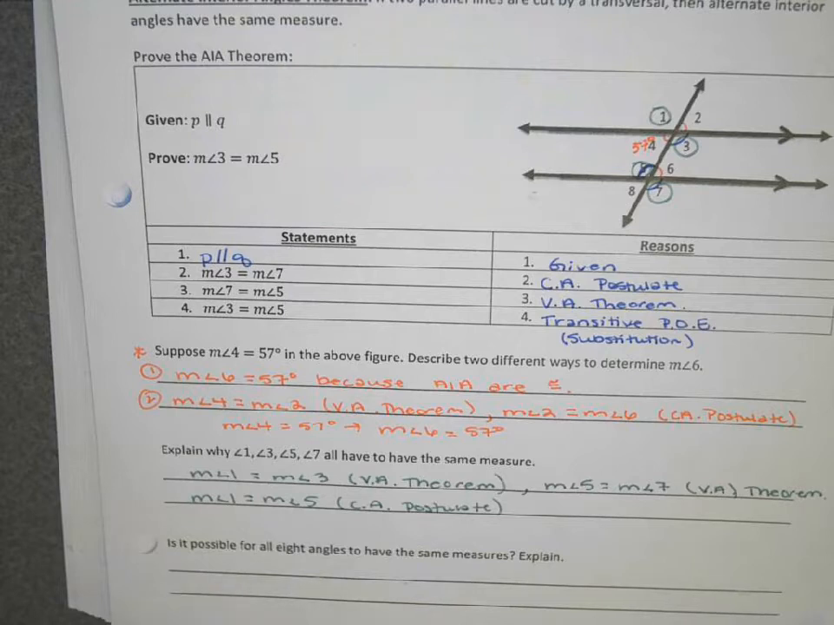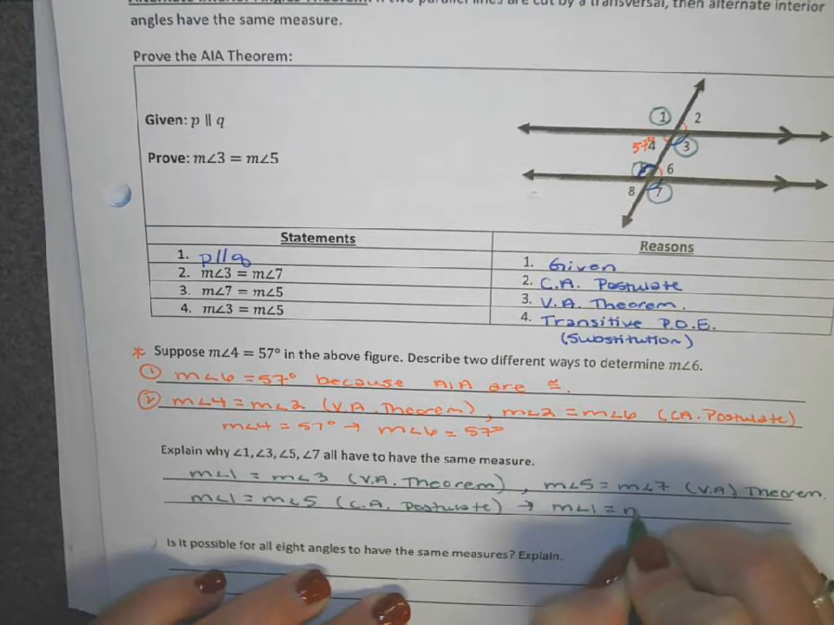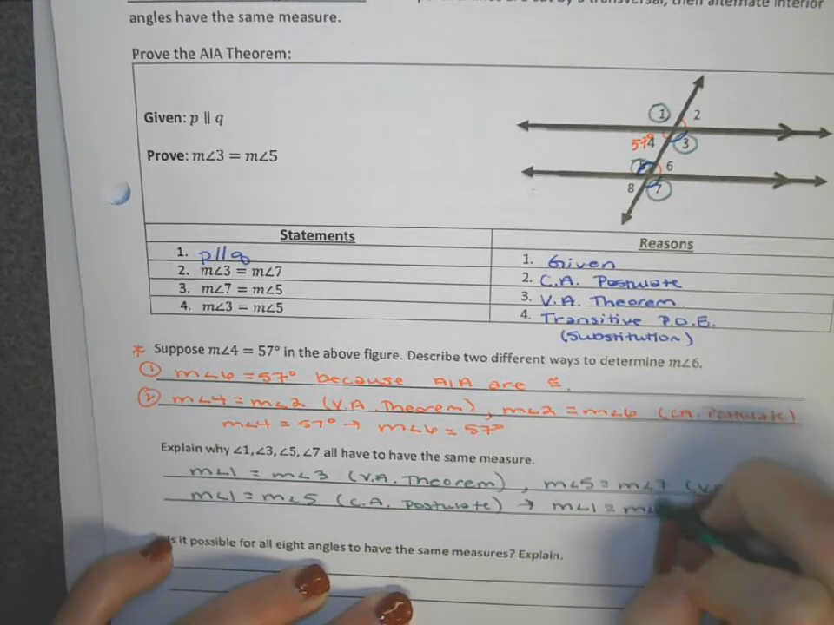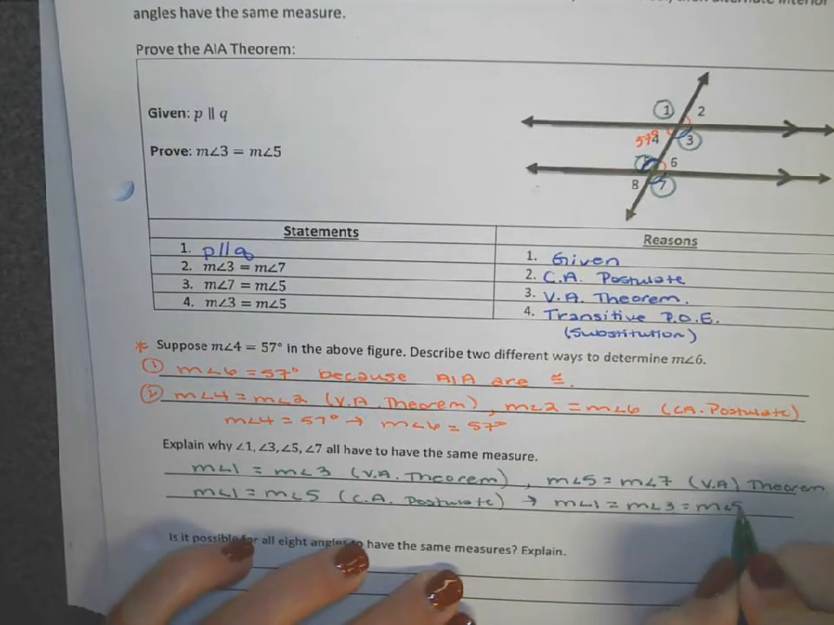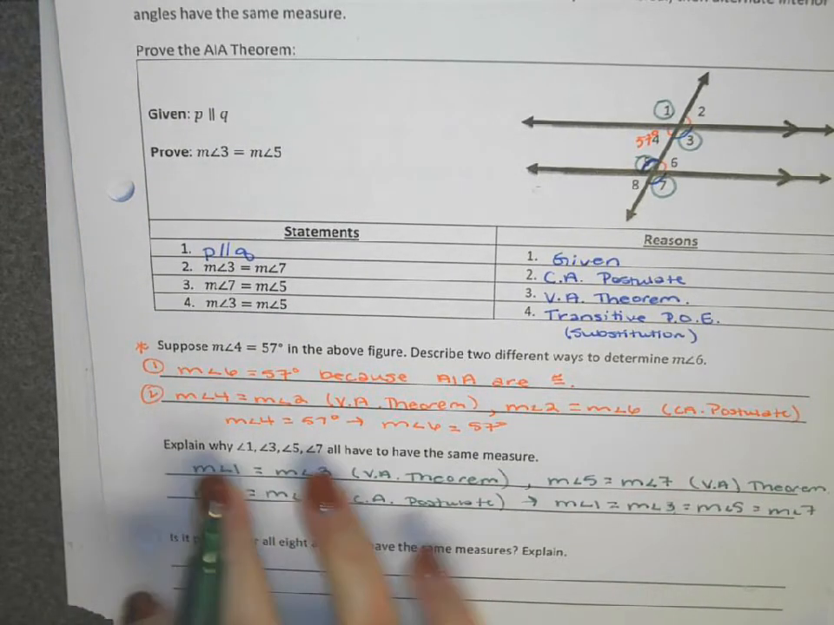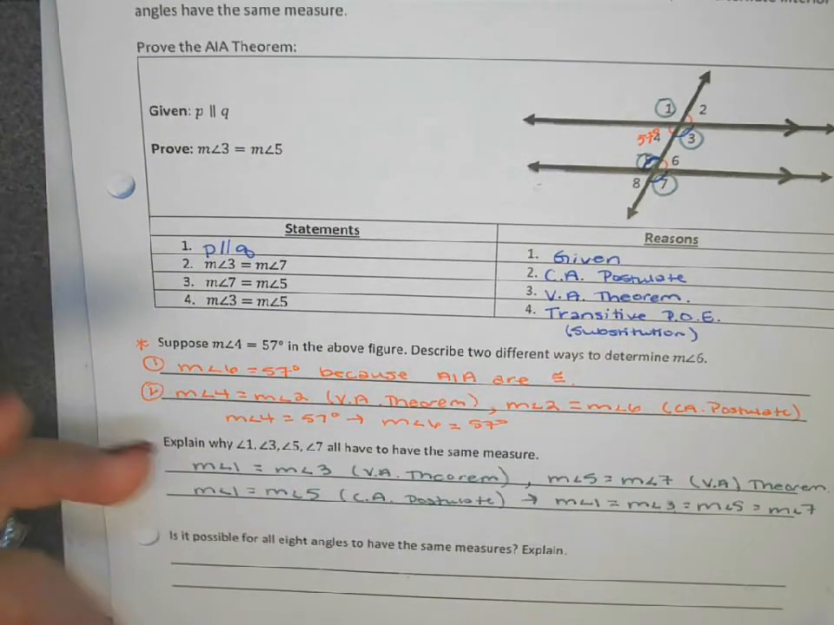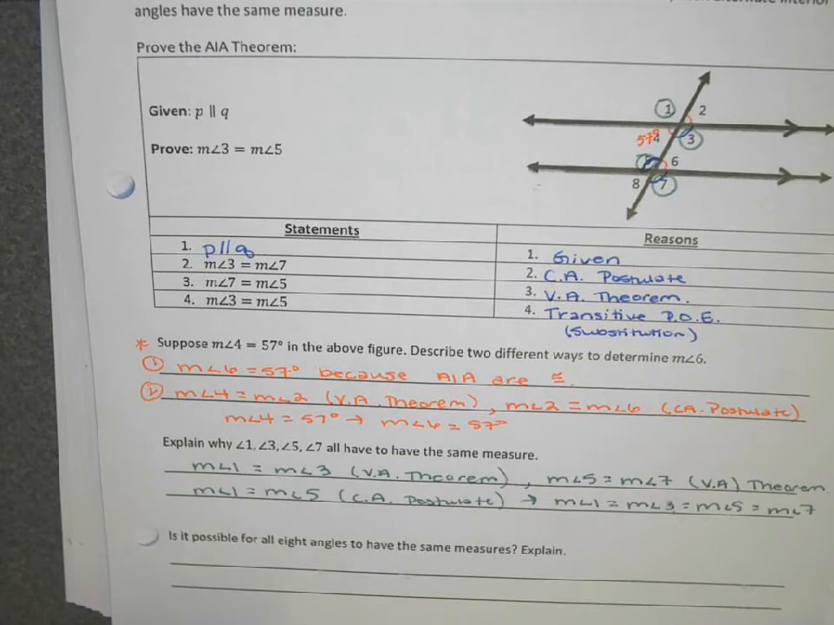So just stating what's going on there, you can then say that the measure of angle 1 has to equal the measure of angle 3, which has to be the same as the measure of angle 5, which is the same as the measure of angle 7. So all of these are the same because 2 of them are the same, 2 of them are the same, and 2 of them are the same. And using substitution, you eventually get to all of them have to be the same. Okay. Is it possible for all 8 angles to have the same measure? Could 1 and 2 be the same even though they are a linear pair?